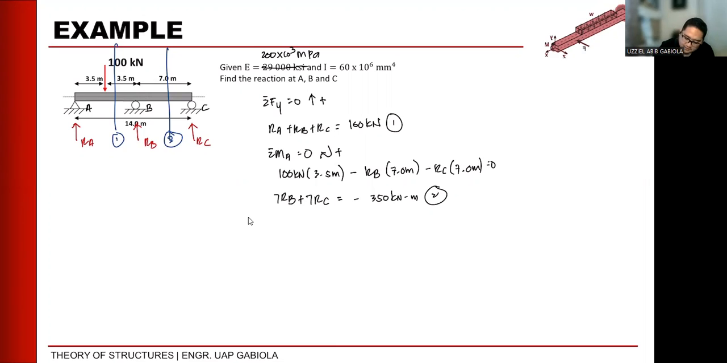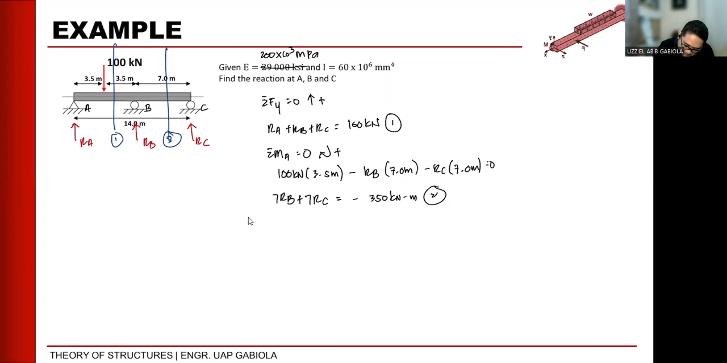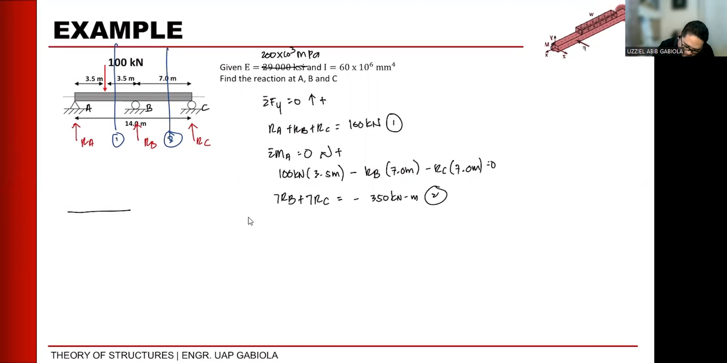Okay? So, yung first segment natin, this is our first segment. So, ito yung kanyang cut ng section natin. And then, ito yung reaction natin na RA. Okay? Then, we have here yung ating 100 kilonewton. And then, kung X to, this will be X minus 3.5. Okay? So, kailangan natin dito at point O, makuha yung moment natin at that section.